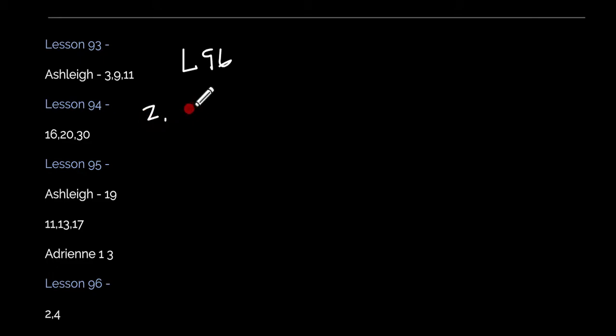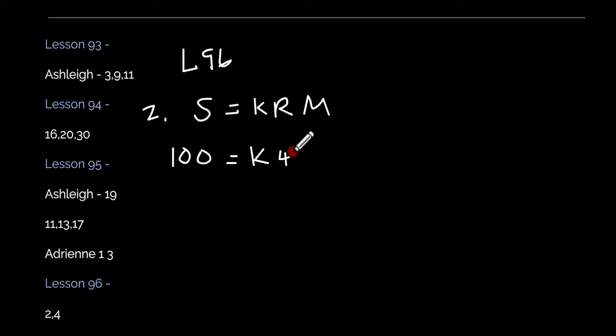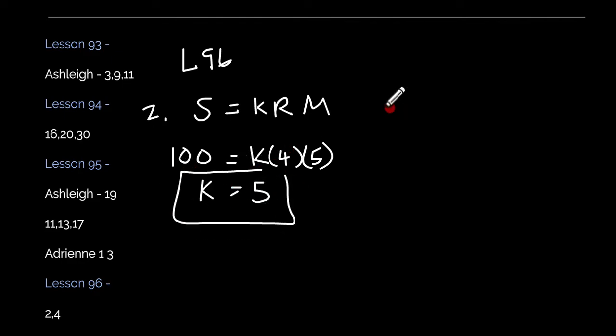So number 2, spanners varied jointly as ratchets and miters. If 100 spanners went with 4 ratchets and 5 miters, first we're getting K, so K equals 100 divided by 20, which is 5. Then they ask how many ratchets would go with 20 spanners.